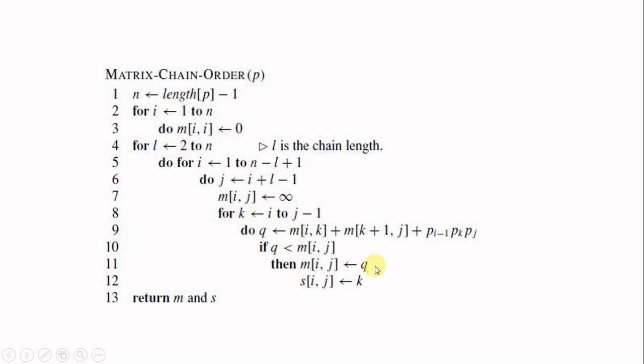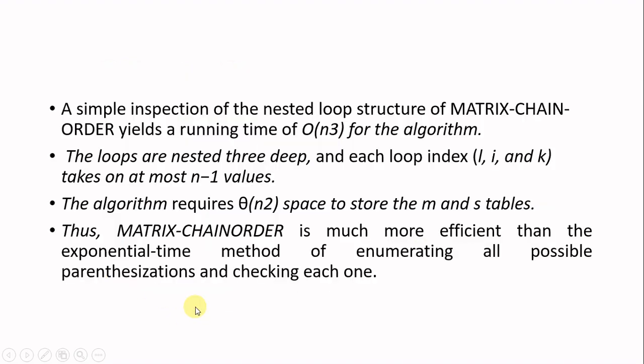So it will calculate, and finally all these values will be stored in the matrices M and S, and finally it will return M and S. M will give you the minimum cost and S will give you the indices which lead to the minimum cost. So what is the time complexity of this algorithm?